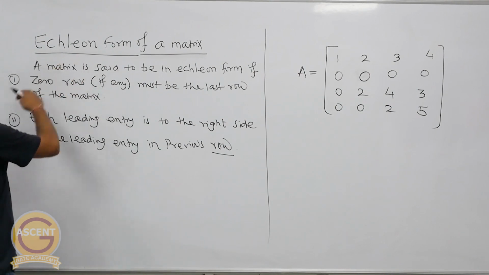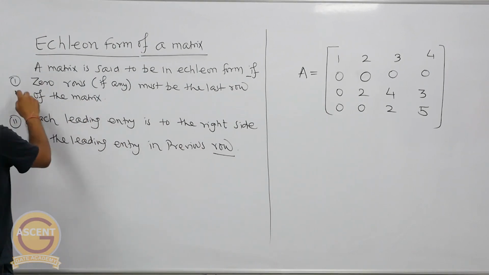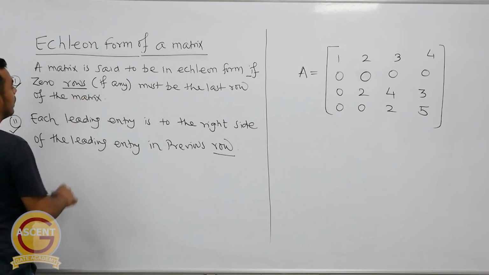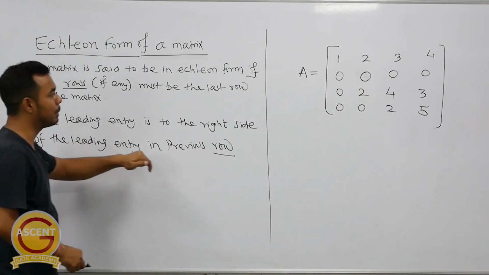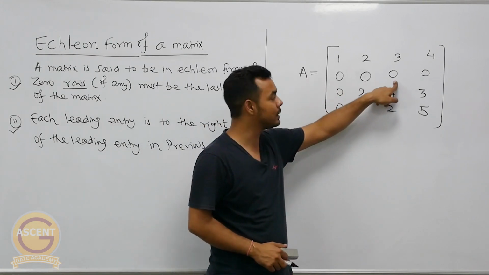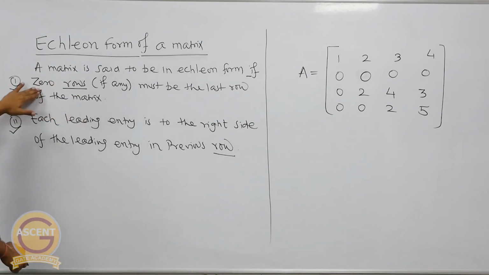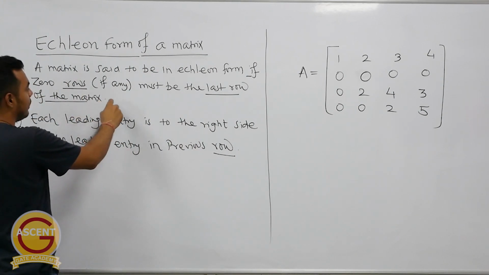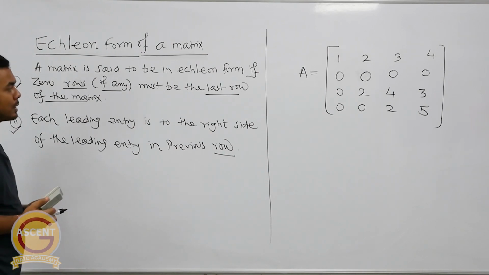So the definition of echelon form of matrix is, a matrix is said to be in echelon form if these two conditions are satisfied. Now the first condition is 0 rows. This 0 row means if any row is completely 0, then that row is called 0 row. For example, in this matrix you can see that R2 is completely 0, so this R2 is the 0 row. So a matrix will be in echelon form if 0 row must be the last row of matrix. If I have any row in a matrix which is completely 0, then it has to be the last row. So this is the first condition for echelon form of matrix.